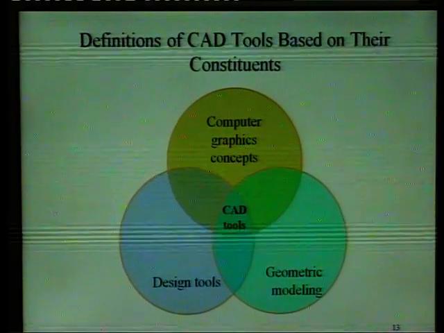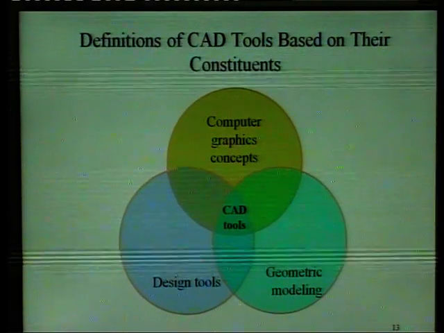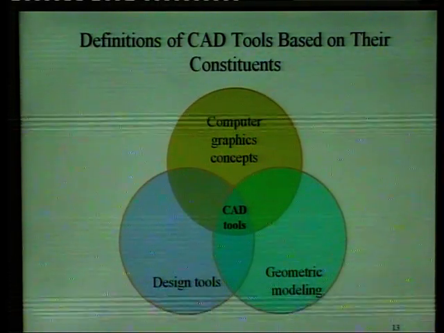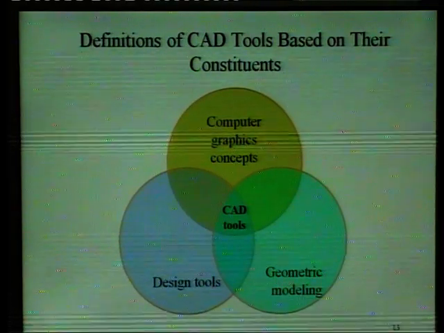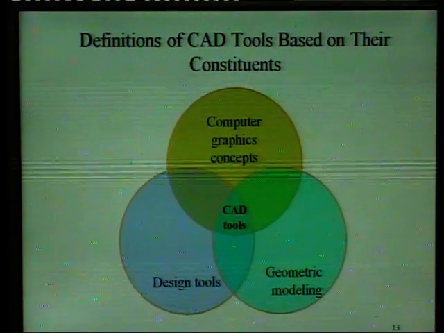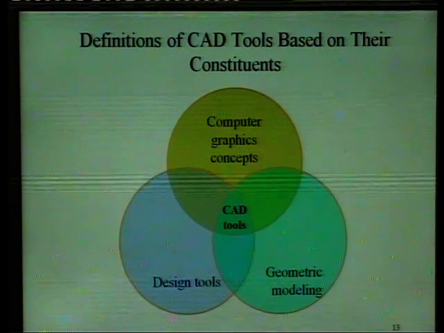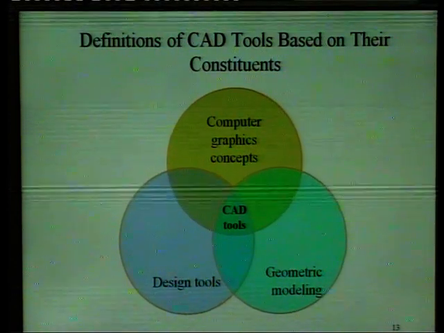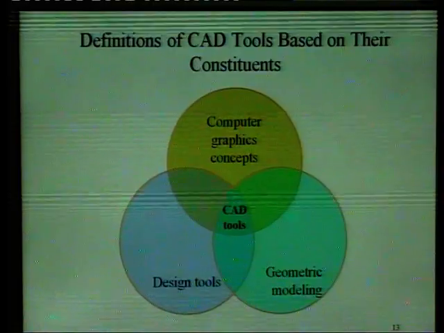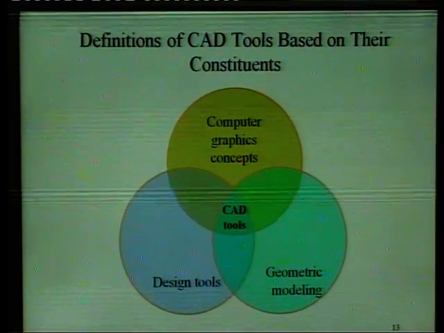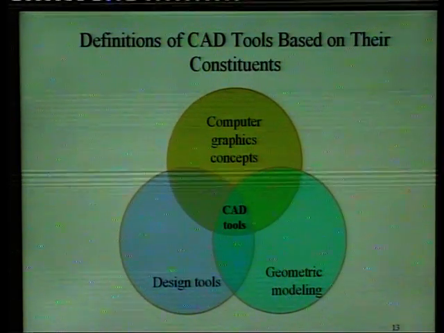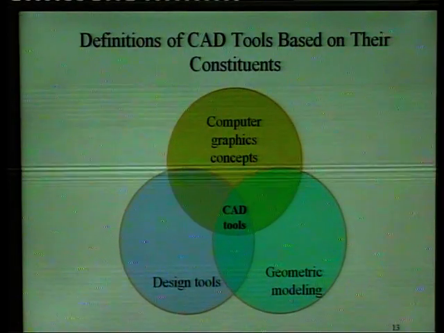Now, we are going to understand the definition of CAD tools based on their constituents. As we said, there could be CAD tools which are related to the computer graphics concepts, certain tools which are related to the geometrical modeling concepts, and certain tools which are related to the design tools. A CAD tool is one which falls in the common area of these three constituents, and therefore, a CAD tool should have the capability to design, make a geometrical model, and have facilities for the computer graphics concepts.